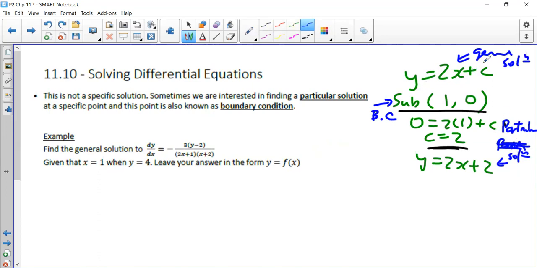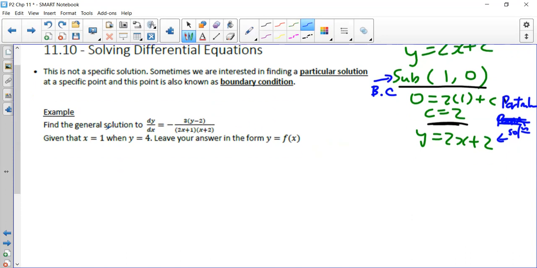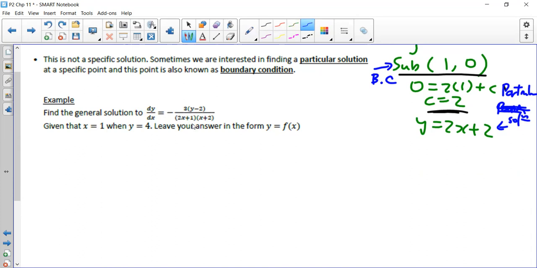Okay. So to get from the general solution to the particular solution, we need what we call the boundary condition, which is extra information to help you work out the c value. You'll see in this question, find the general solution of this, and that's the first part of the question. The second part is, given that x equals 1, y equals 4. Now this is what we call the boundary condition, which is extra information which you can sub in to find the value of the unknown, the a or the c, depends.